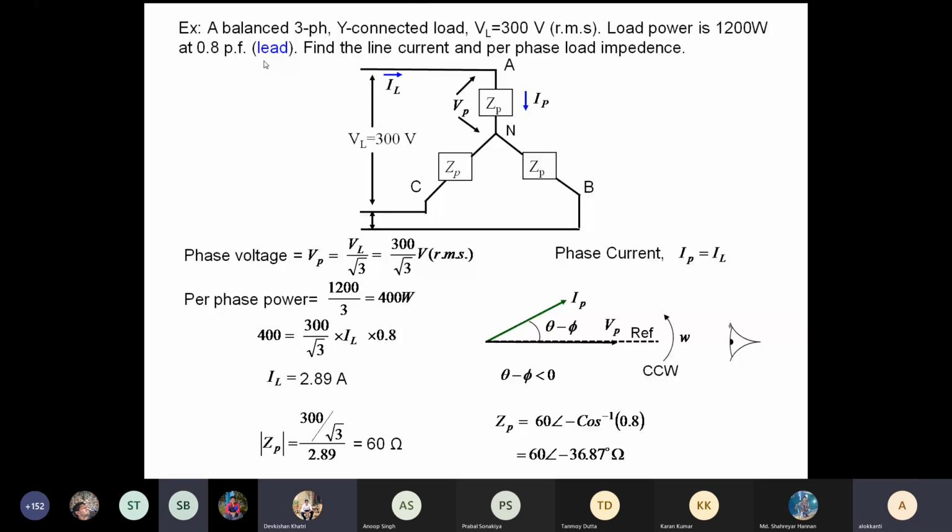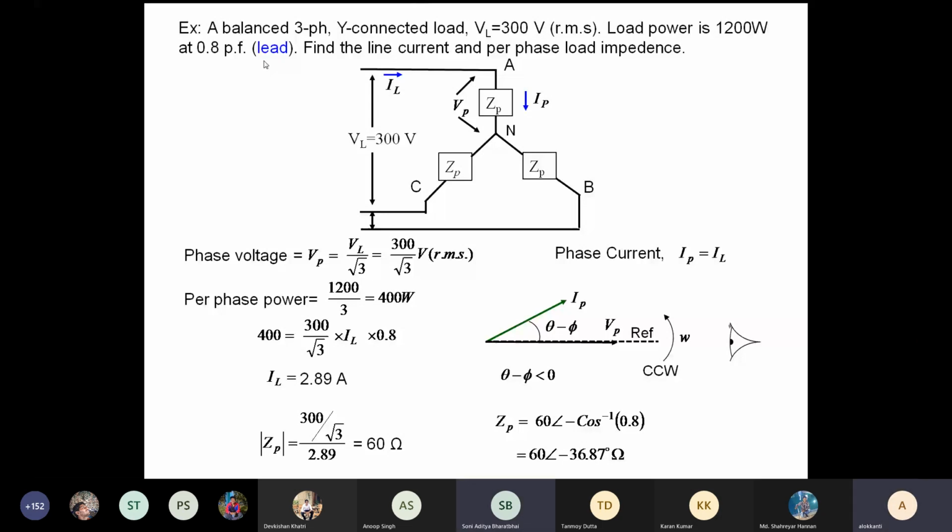Sir, IL is RMS current, no? So for the exact IP, we need to multiply it by √2 to get the exact magnitude. Everything here is in RMS. I have given you the voltage in RMS, so whatever phase current, load current, line current, everything you are getting is in RMS. Okay, sir.